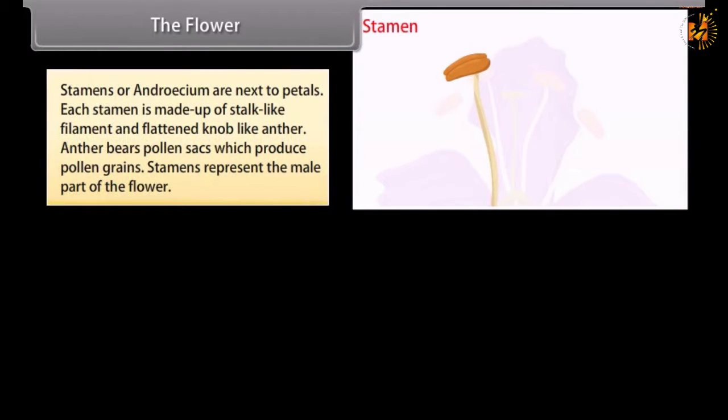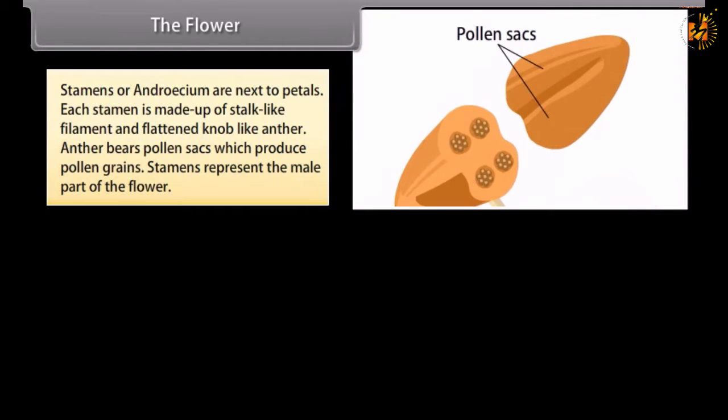Stamens or androecium are next to petals. Each stamen is made up of stalk-like filament and flattened knob-like anther. Anther bears pollen sacs which produce pollen grains. Stamens represent the male part of the flower.